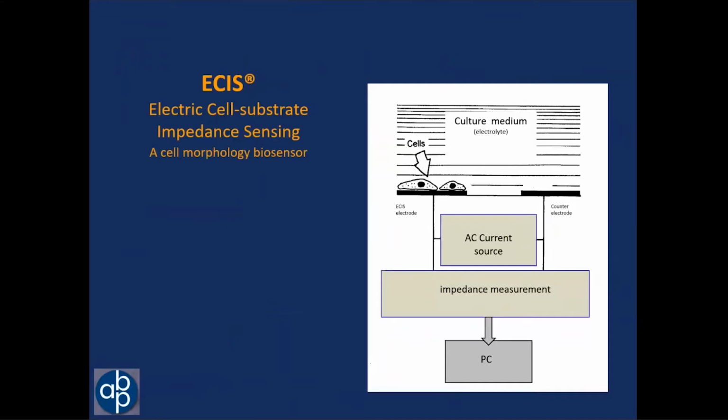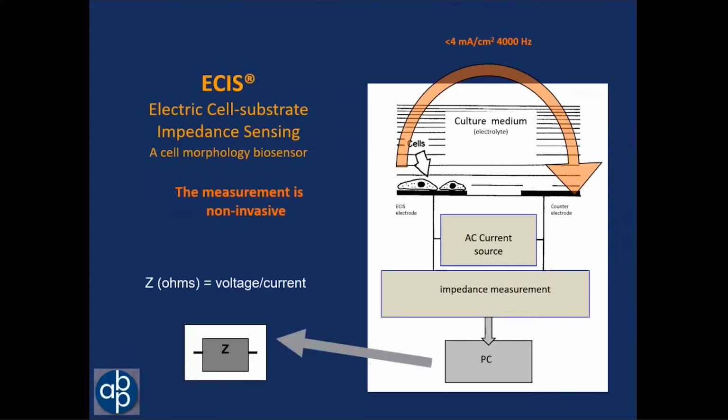We use tissue culture medium with serum, complete medium, as our electrolyte. A very weak AC signal is applied between the electrodes at the bottom of the well. Being an AC signal, we have a choice of a variety of frequencies from as low as 10 hertz up to 100,000 hertz. If we monitor the voltage, we simply take the current that we're applying and divide that into the voltage, and using Ohm's law, we come up with the impedance measured in ohms.